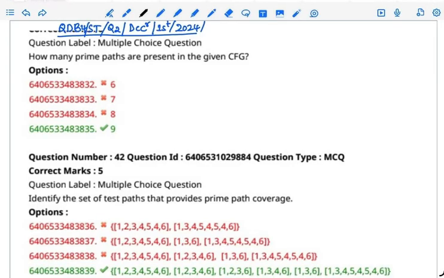Friends, this question is from QDB4 ST-Quiz2, December 1st 2024. This is the extension of the previous question. How many prime paths are present in the given control flow graph?